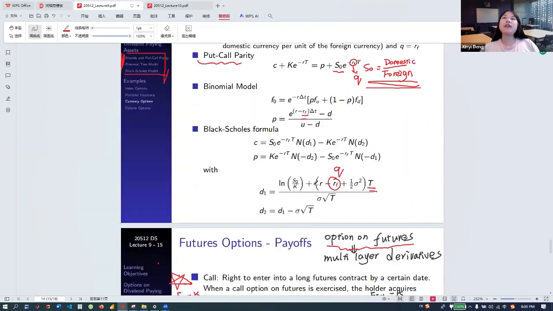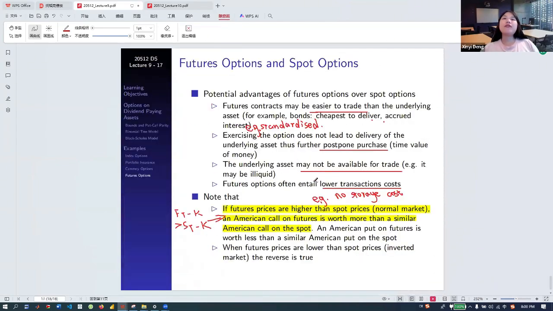Now onto the final page today. Here it's discussing the reasons to use futures options over spot options. Futures options might have several advantages, as stated here in the bullet points.